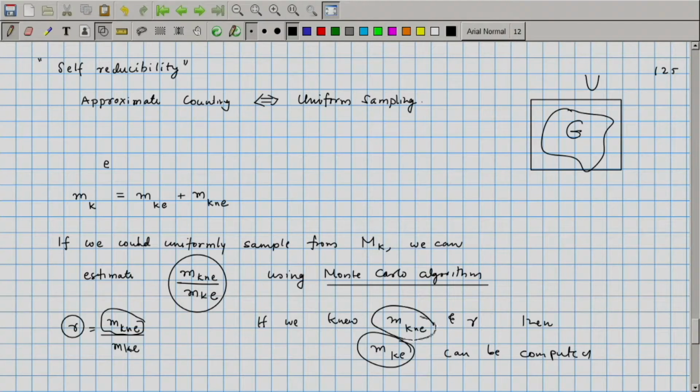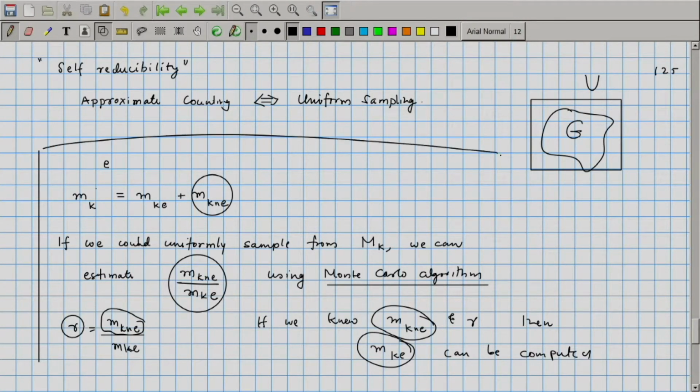So, MKNE is what we need to estimate, but that is just another instance of approximate counting. It is a smaller instance. Okay. MKNE is the number of perfect matchings without the edge e. So, that is a smaller graph. You need to count the number of perfect matchings in a smaller graph. We could again use the same idea to estimate that. Okay. So, we needed to estimate the number of matchings of size k in a certain graph. Now, we need to find the matchings of size k in a smaller graph. Okay. So, for that again we can use the same idea.